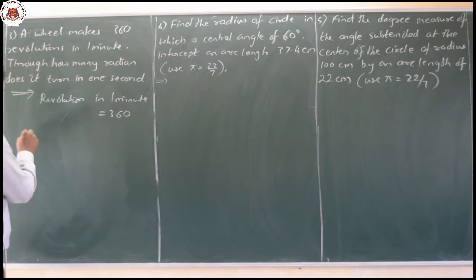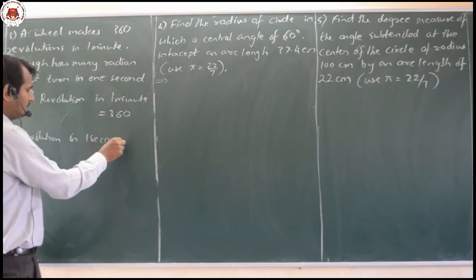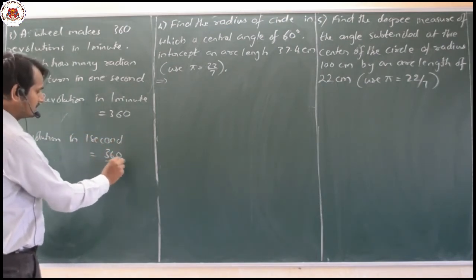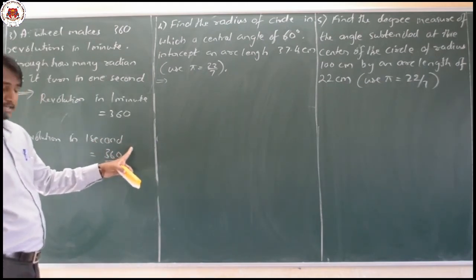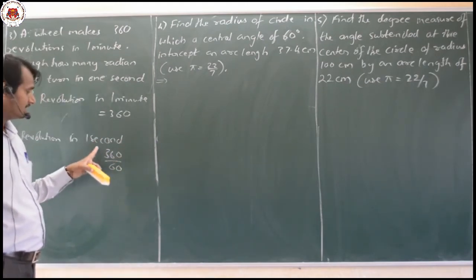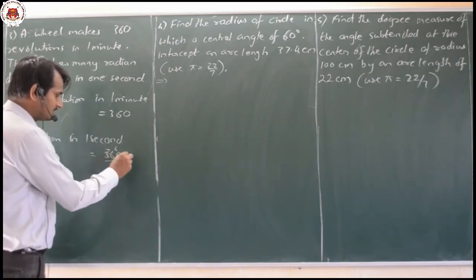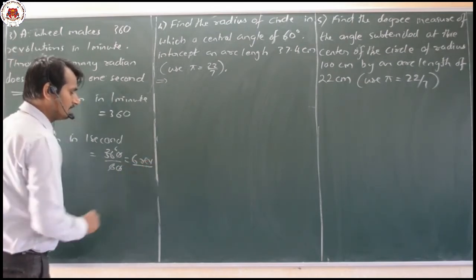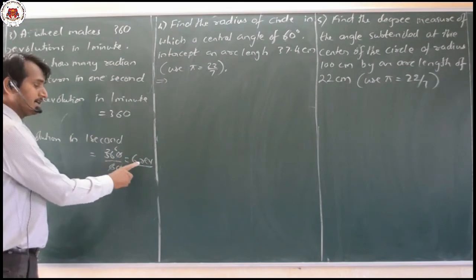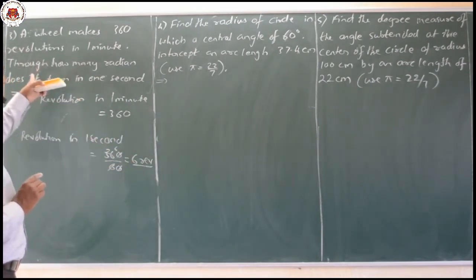So revolutions in 1 second means 360 divided by 60. Why? Because seconds to minutes we have to divide. So here we get 6 revolutions, that is, 6 revolutions for 1 second. We got an idea. Next, they ask how many radians it turns.